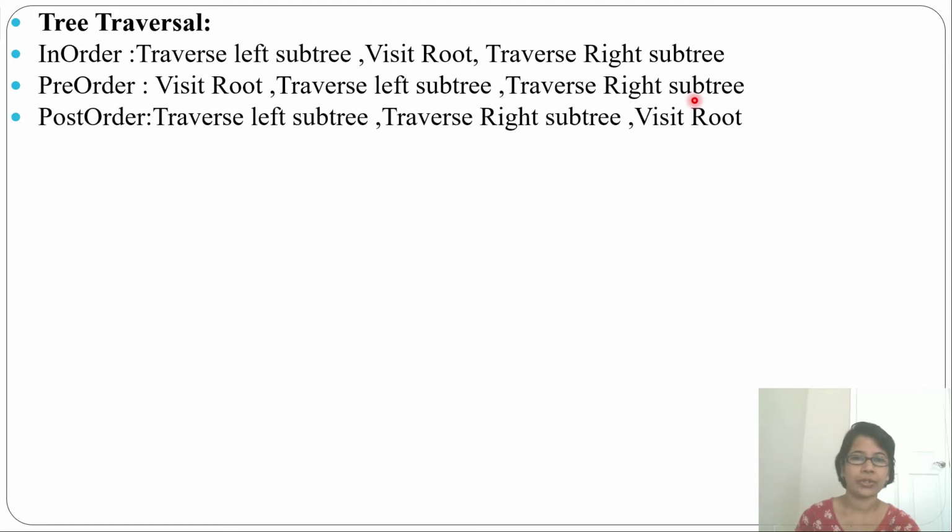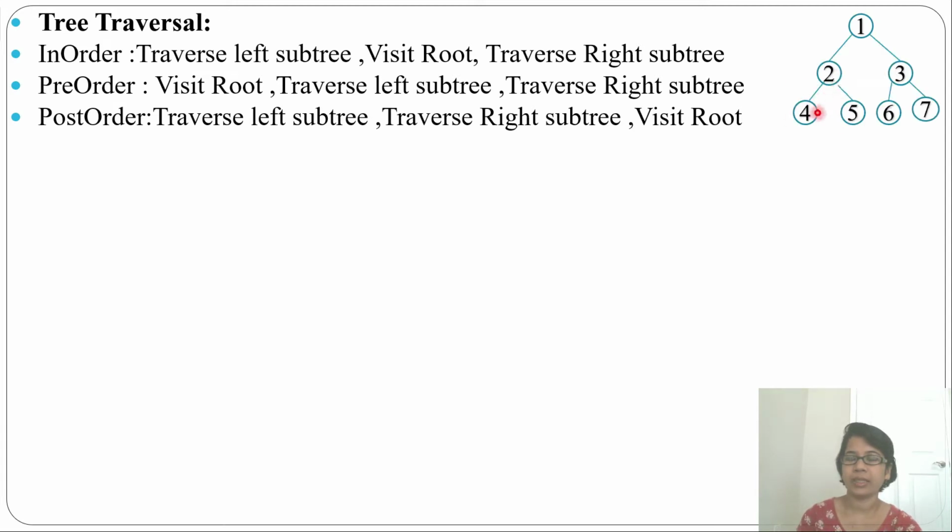Next is post-order. Post means last, so the root will be last. So it will be: traverse the left subtree in post-order, traverse the right subtree in post-order, then visit the root. Let me explain through an example. I'm just drawing a tree.